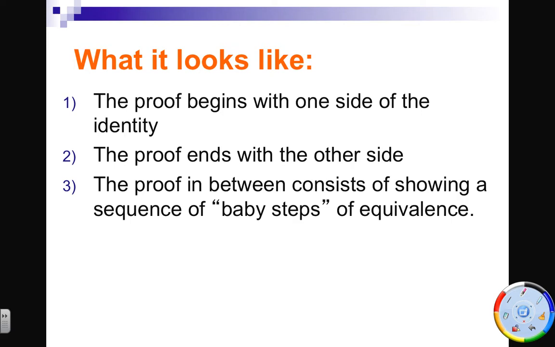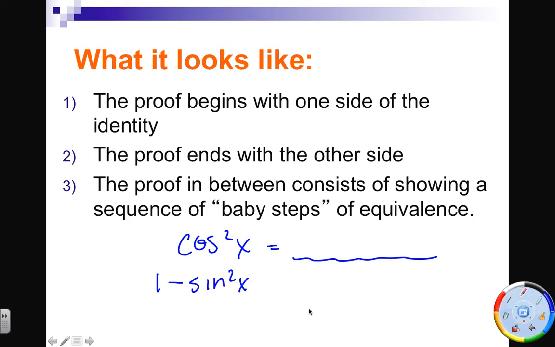something that's the same. So if I started with cosine squared x, I could rewrite, let's say this is equal to blah, blah, blah. I could say, oh, well, I know cosine squared x could be written as 1 minus sine squared x equals blah, blah, blah. I haven't changed the right side at all. I'm writing down these. This would be a baby step of equivalence because these two statements are the same thing.